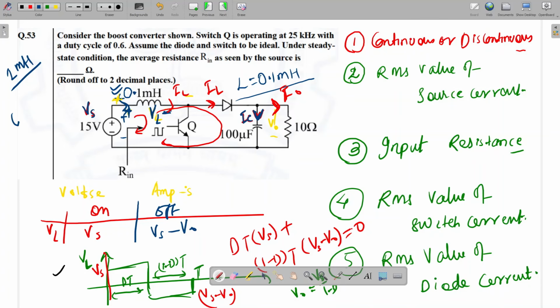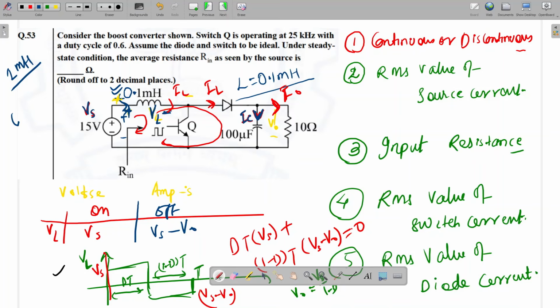I have changed the value to 0.1 millihenry. So how can we decide whether this will be in continuous or discontinuous conduction mode? Can anyone reply? Otherwise, I will explain. Will it be continuous or discontinuous? Sir, discontinuous. No. So let me explain how we can decide whether it will be continuous or discontinuous.